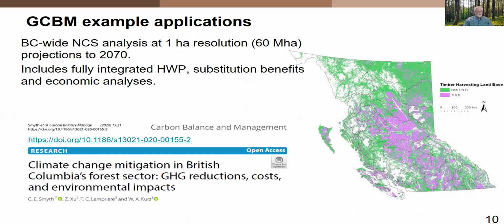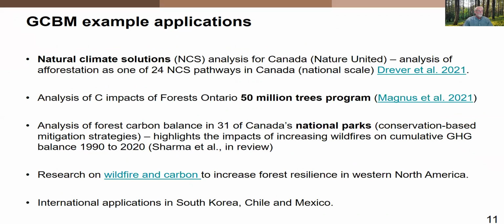In this particular study, we also had a fully integrated harvested wood products model, substitution benefits, and economic analyses that were added to the outputs of the spatially explicit GCBM simulations. And again, that paper was published in 2020 in Carbon Balance and Management.